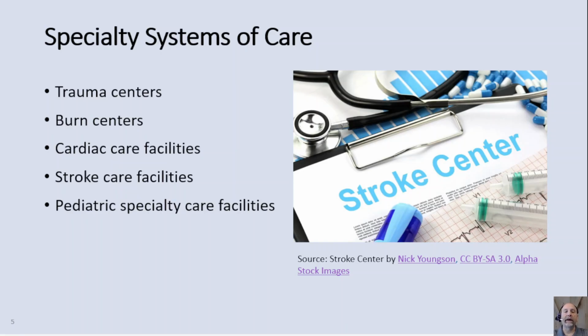Trauma centers stand ready to handle the most critical injuries, ranging from accidents to violence-related trauma. These centers are staffed with highly trained medical professionals who are skilled in rapid assessment, stabilization, and surgical interventions.